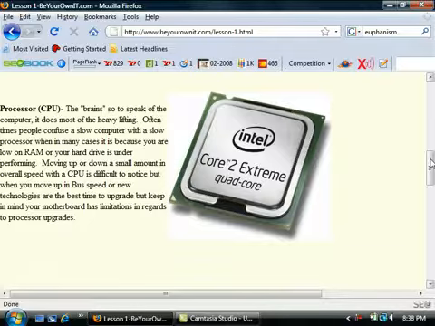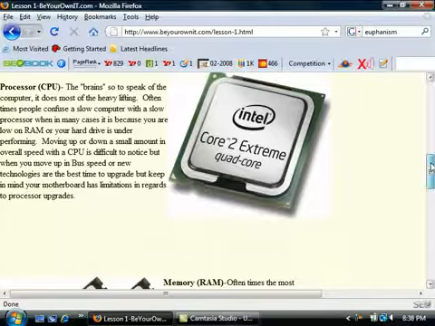It's oftentimes confused. People think, oh, I have a slow computer, so I need to upgrade my processor. It oftentimes isn't the processor. So I want you to get familiar with that. This picture is similar to what your processor is going to look like, only much smaller. But typically, well, always, it's going to be under a big aluminum or copper heat sink with a fan on top. That's how you'll be able to locate it.